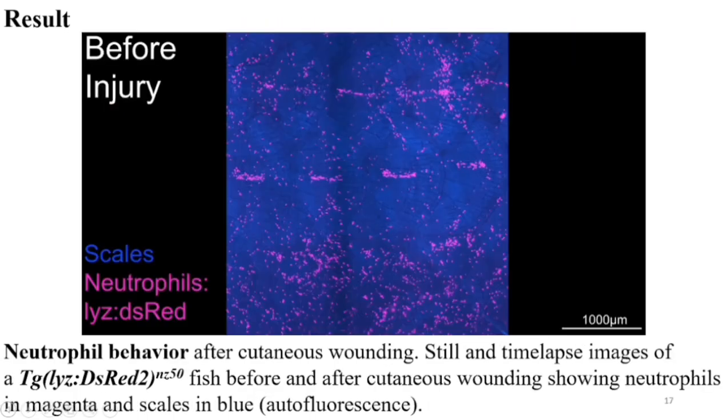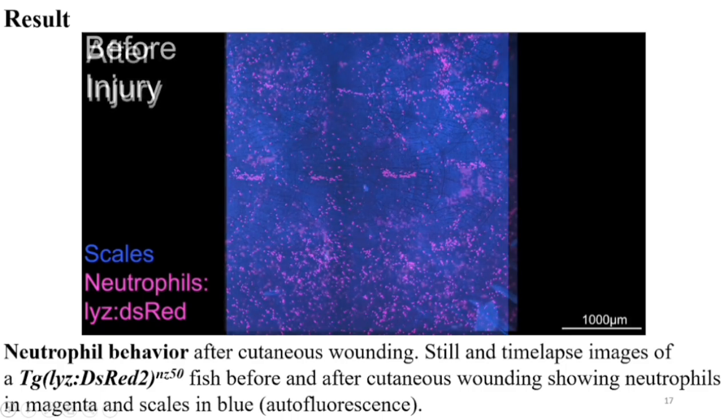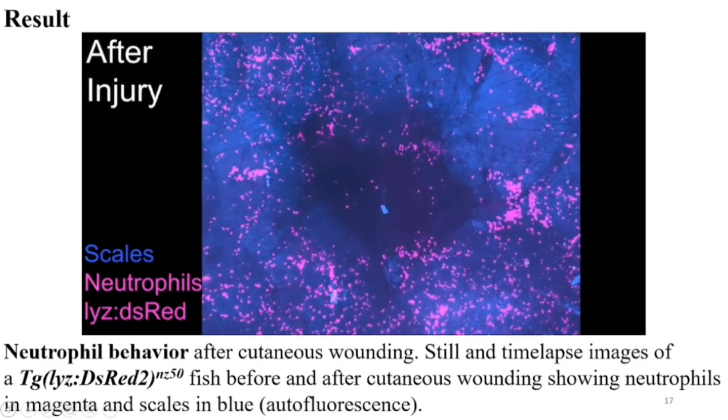To understand the wound healing process, we also need to study neutrophil behavior. So here we got a movie about the neutrophil behavior after the cutaneous wounding. Still and time-lapse images of the DsRed2 fish before and after cutaneous wounding, showing the neutrophils in magenta and scale in blue. So here we got the still image of the wound area before injury, showing intact tissue with neutrophils scattered throughout, and a still image of the wound soon after injury, including a zoomed-out and close-up image of the wound site.